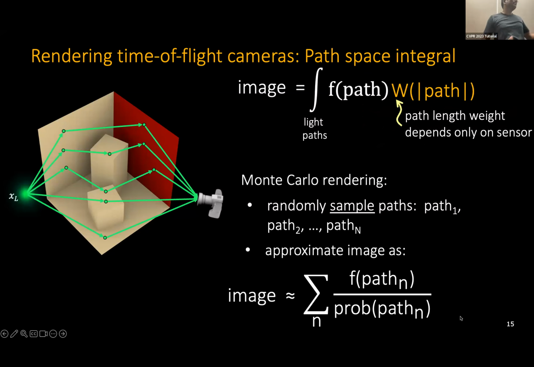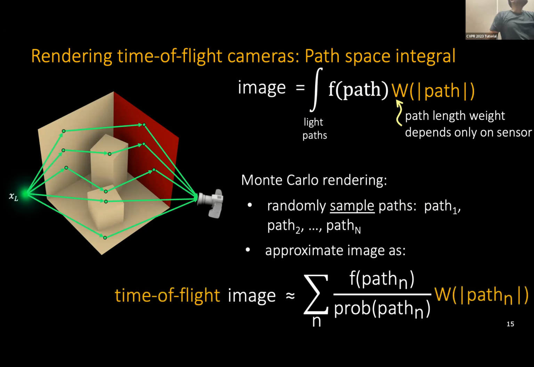Okay, so the time-of-flight cameras, all they do is weigh light paths based on a function that depends on the camera and optical path length. So all we need to do to get the path space integral for time-of-flight cameras is take this intensity integral and multiply it with a path length weighing function. This path length weighing function changes based on what time-of-flight camera we have, and that gives us the time-of-flight image. So the Monte Carlo techniques that we have built for intensity cameras can be extended to time-of-flight cameras easily by simply multiplying with the path length weighing function. Does that make sense?